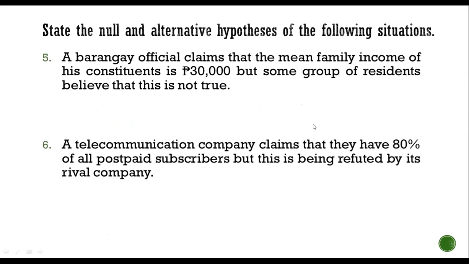Okay, 5 and 6. A barangay official claims that the mean family income of his constituents is 30,000. Wow, sana all. But some group of residents believe that it is not true. Okay? So first, we identify the parameter. Proportion ba yan? Or mean? Obviously, may average, may mean na nakalagay. So null, and of course, your alternative hypothesis, mu. And this one is always an equal sign, which is 30 pesos.